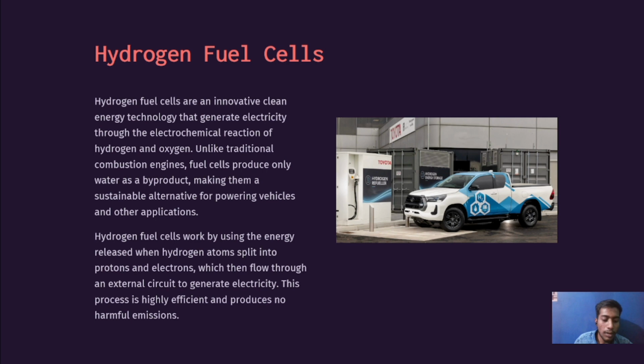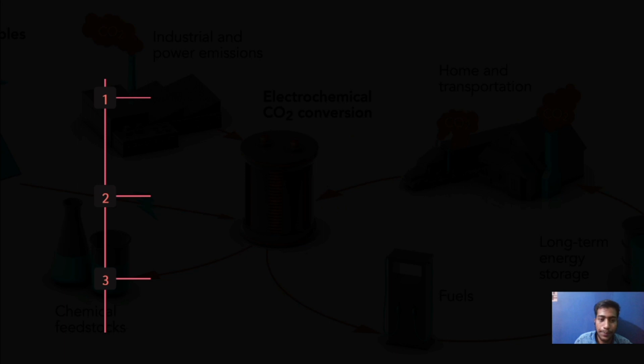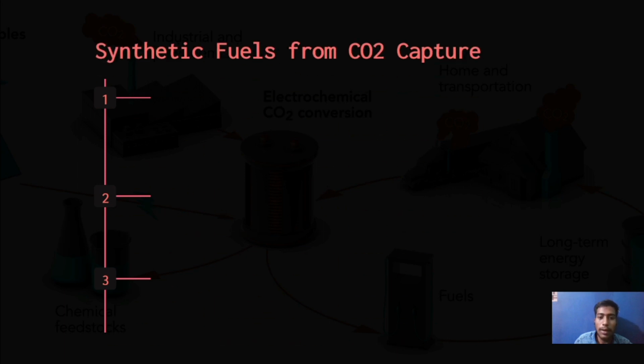So first of all, by using the energy released when hydrogen atoms split into protons and electrons, which then flow through an external circuit to generate electricity. This process produces no harmful emissions, so it is eco-friendly, we can say. So next one is synthetic fuels from CO2 capture.